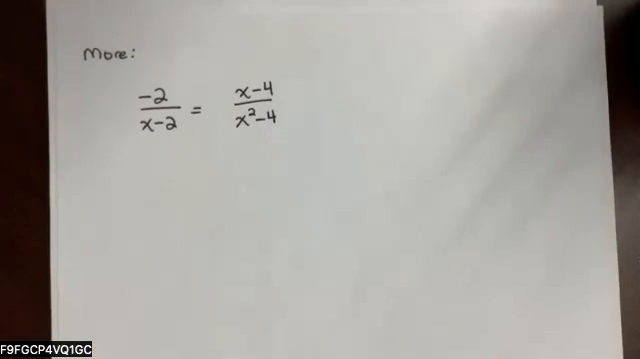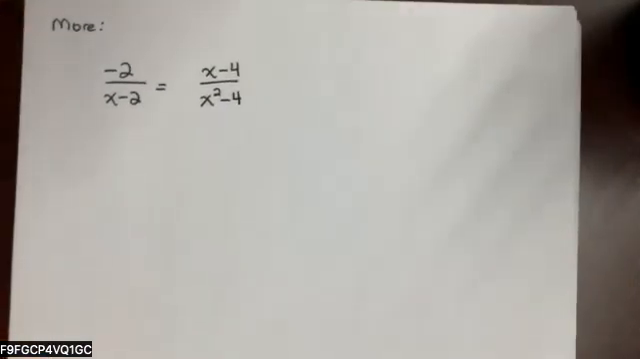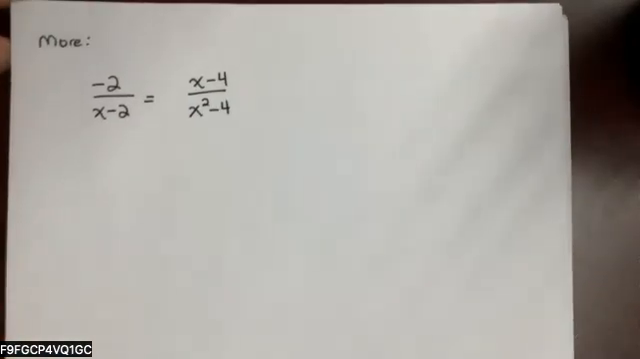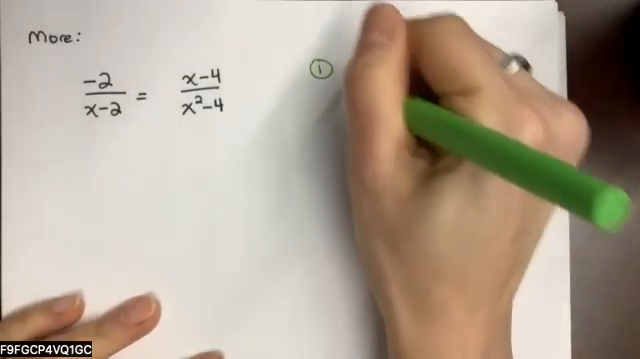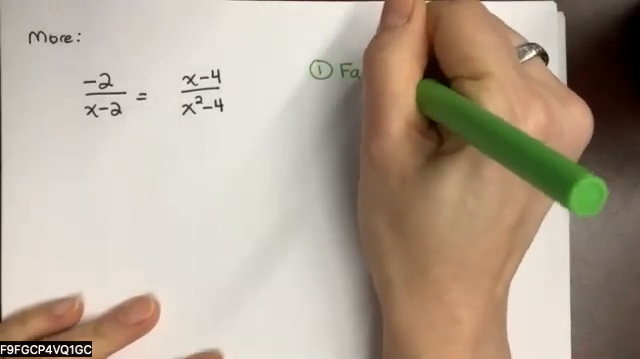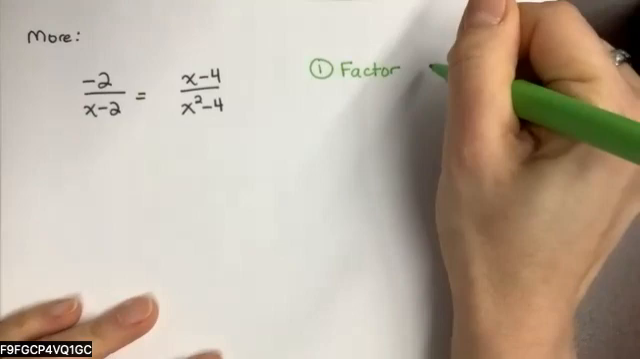Now we've got polynomial denominators. This is where things become a little bit trickier. So here we're going to need to follow some steps. Let's get those steps down. Step 1. We're going to need an LCD.